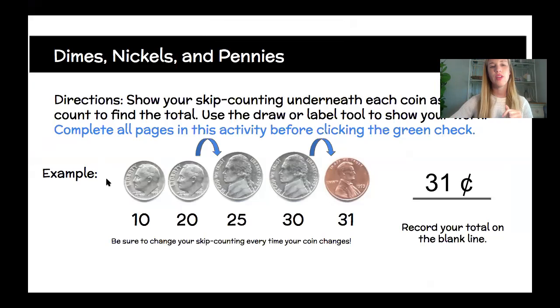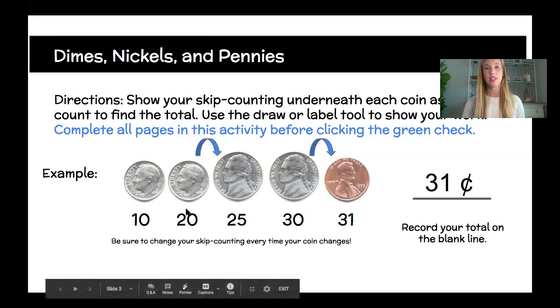So if you notice in front of you, we have a dime, and so we wrote 10 underneath that dime. The reason we did that is because a dime is worth 10 cents. Then we skip counted and added another dime. So we're skip counting by tens. So 10 plus 10 is 20. So we wrote 20 under the second dime because total we have 20 cents.